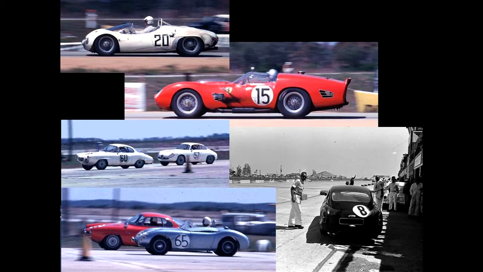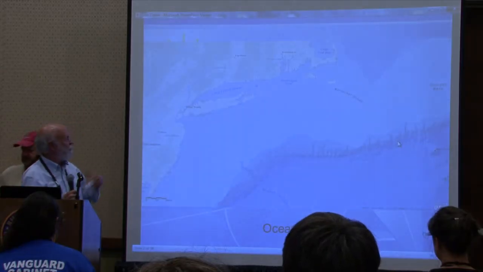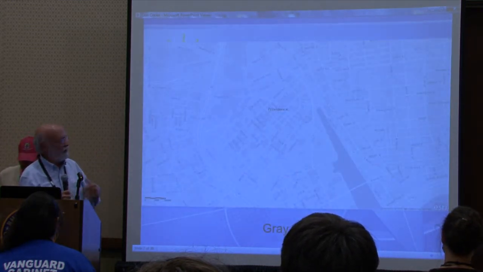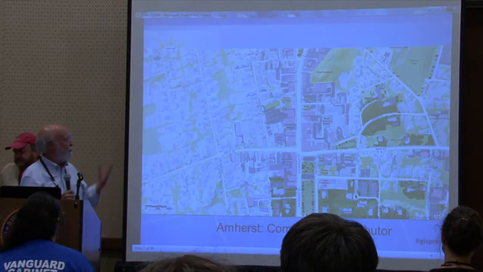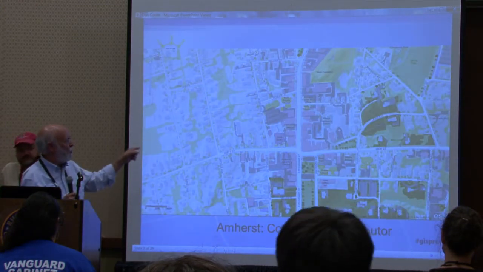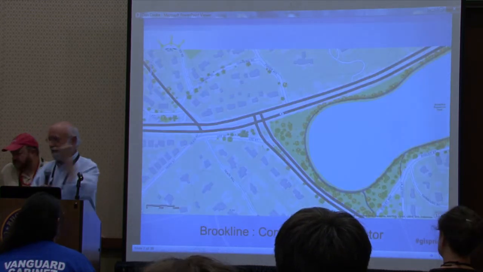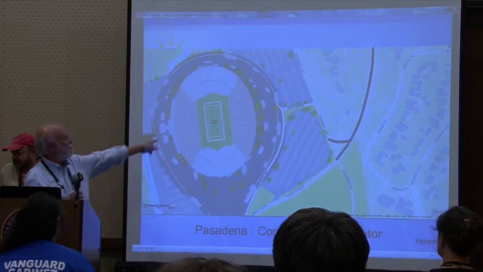I'm here to talk about community maps, and I'm the product manager there. Here are sample community maps that live in arcgis.com, and they're available for mobile and all of that sort of thing. Here's some local ones. Well, one not so local. Thank you for that. Brookline, Mass.